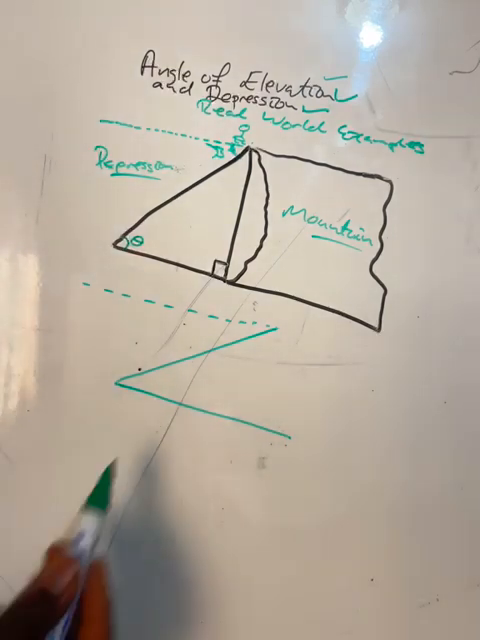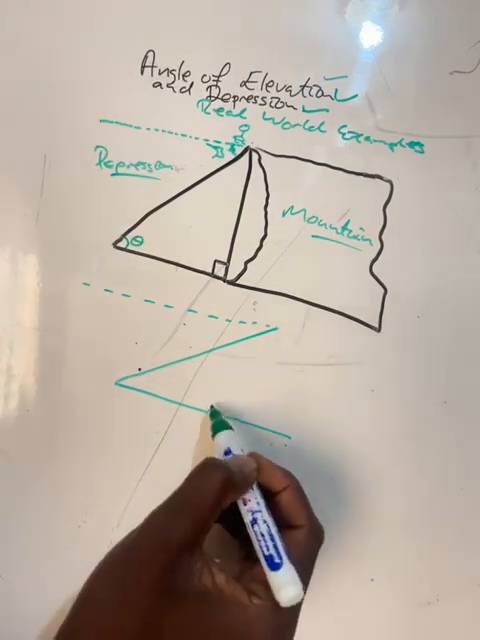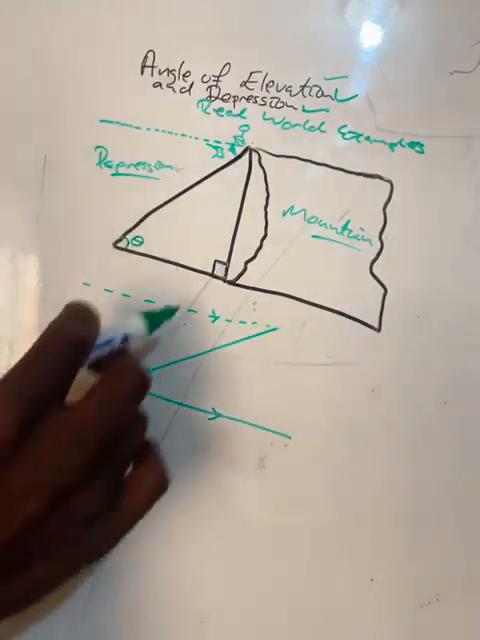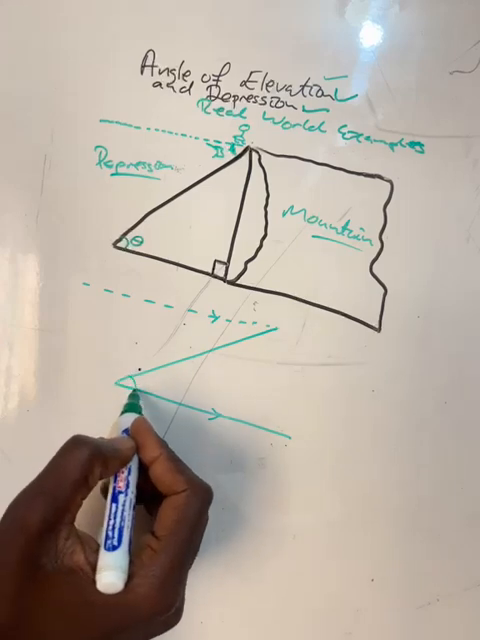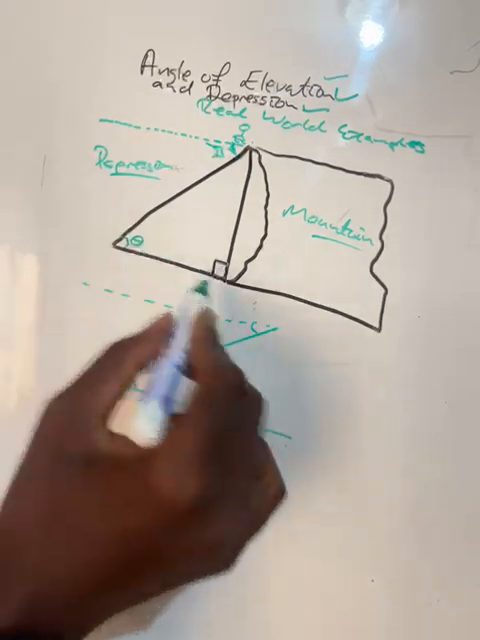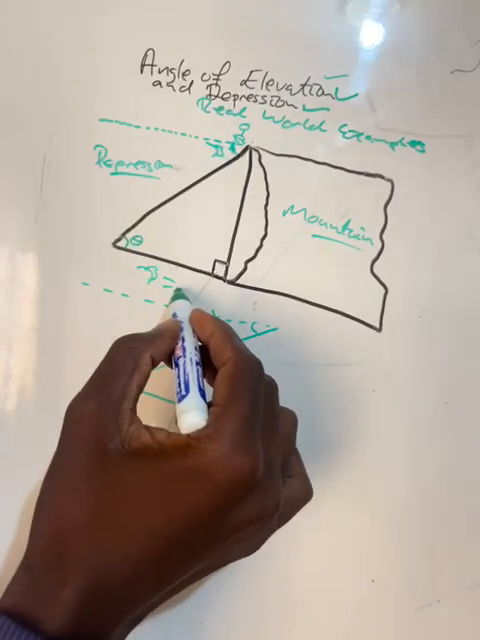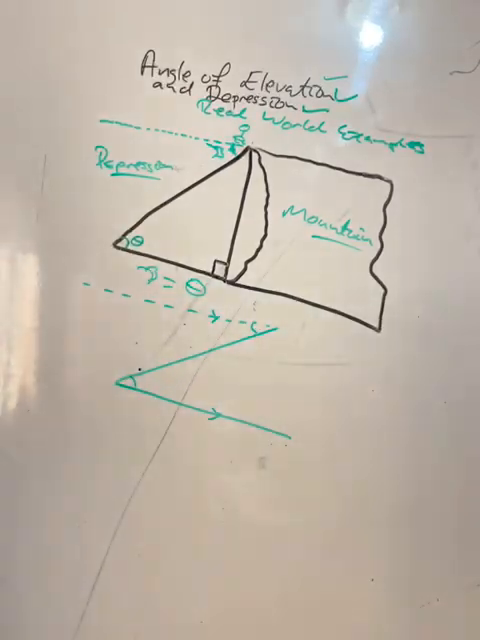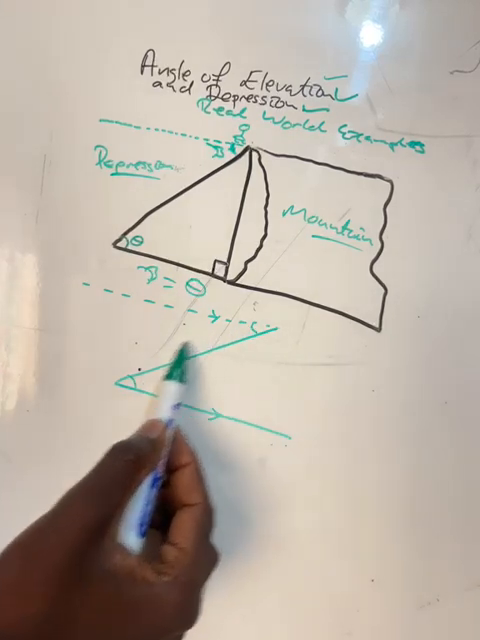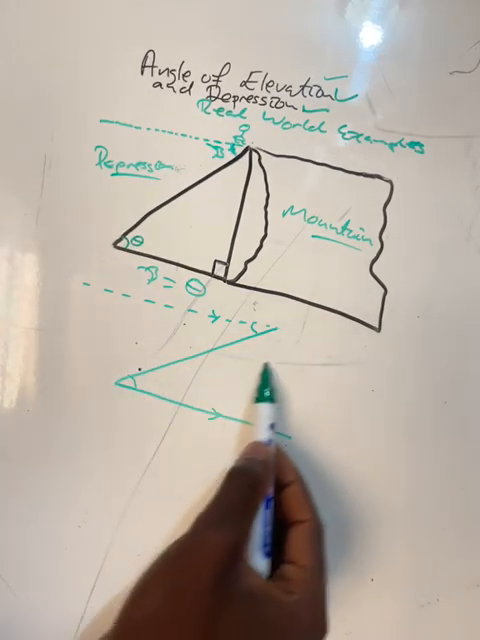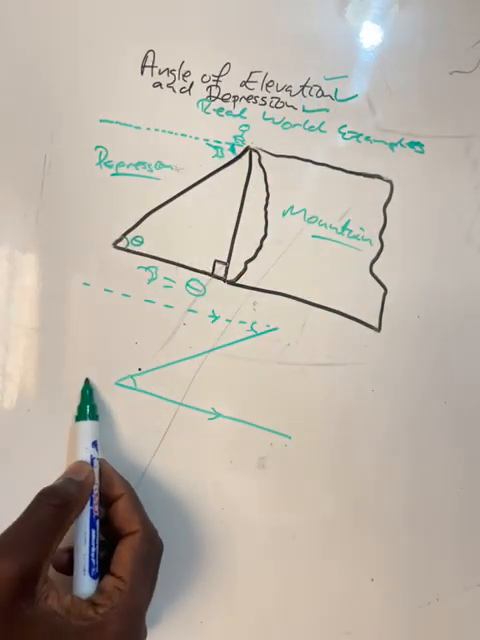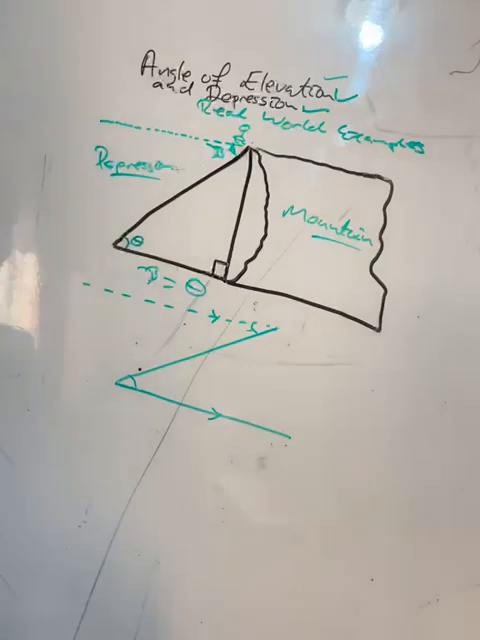Observe one thing. The broken line and the ground are parallel to each other. Since they are parallel, this angle which is here and the angle which is there are equal. So that's why I'm saying angle beta is equal to angle theta. So this angle of elevation is equal to the angle of depression. But basically, looking upwards is elevation, and depression is looking downwards. That's what we're dealing with in angle of elevation.